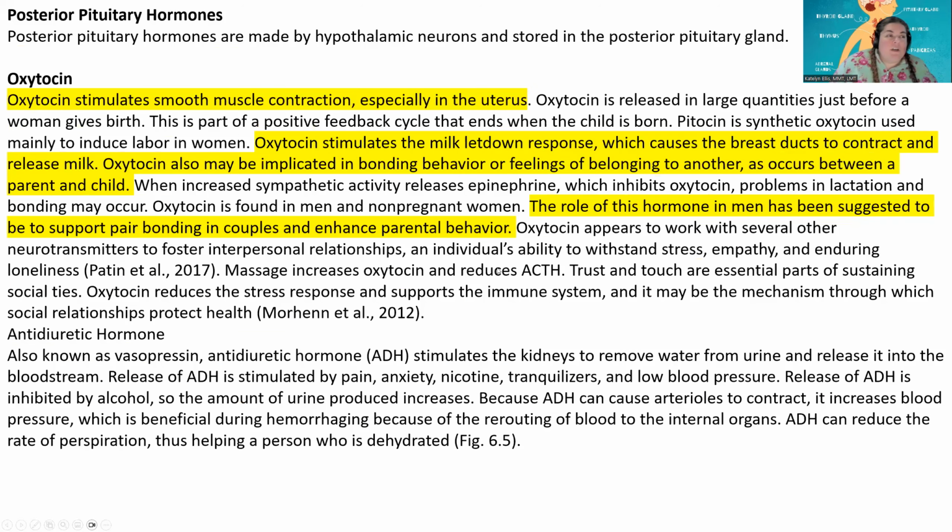Now, posterior pituitary hormones, antidiuretic hormone and oxytocin. Oxytocin stimulates smooth muscle contraction, especially in the uterus. A woman has a big dump of it right before giving birth. And that's part of a positive feedback cycle. When the child is born, it stops. Pitocin is a synthetic oxytocin used mainly to induce labor in women.